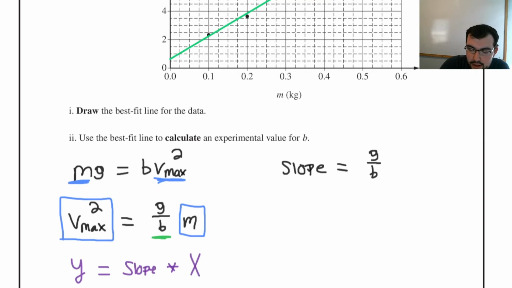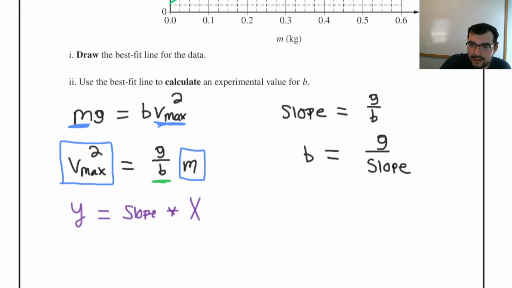So then just doing a quick swap after multiplying by b and dividing by slope, the thing we want, the drag constant, is just going to be equal to g divided by slope. So if I plug in my value for g, which is obviously 9.8 meters per second squared, and the slope, I have my answer. So let's do that.